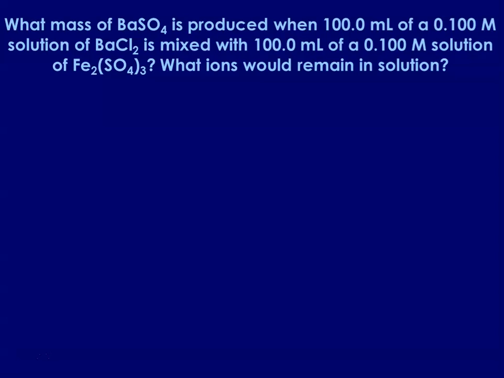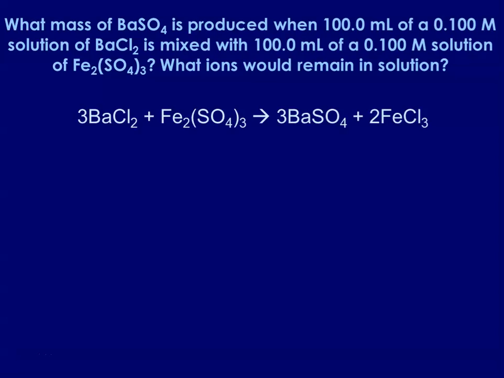So our second question is going to have information about both reactants, and we're going to use those to find out about our product. We have 100 mL of 0.1 molar barium chloride that's mixed with 100 mL of 0.1 molar iron(III) sulfate. And then we want to know what's going to be left over, what ions are going to remain in the solution. So I need to write a balanced equation first between barium chloride and iron(III) sulfate. I think when you write that balanced equation, you're going to see that barium and sulfate make a precipitate. And so when I balance it, I'm going to need 3 of the compounds containing barium and 2 of the product that contains iron.